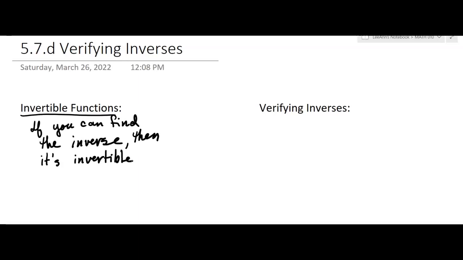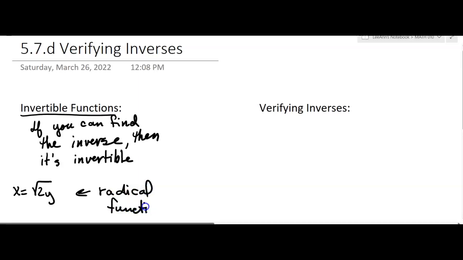Also, I just wanted to mention that if it has a radical in it, like our last one, we had the square root of 2y. We had x equals that. This is called a radical function because it has a radical in it. And we'll see some more of that in this section as well.